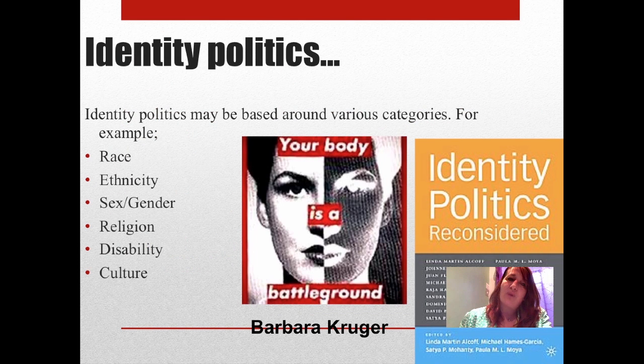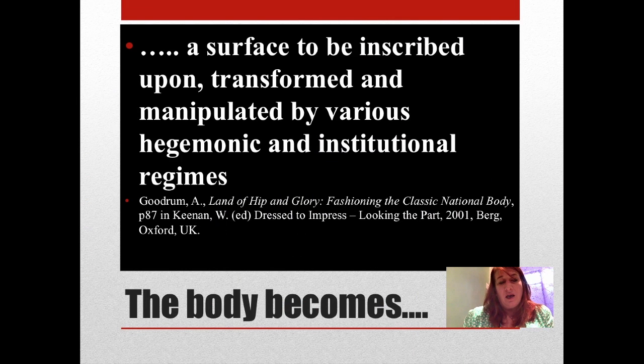In this context, politics become important, and particularly the idea of identity politics. These, it's argued, can be based around various categories. So, for example, race, ethnicity, sex, gender, religion, disability, and culture. And I suppose dependent upon what is seen as the prominent or the most dominant within these areas.